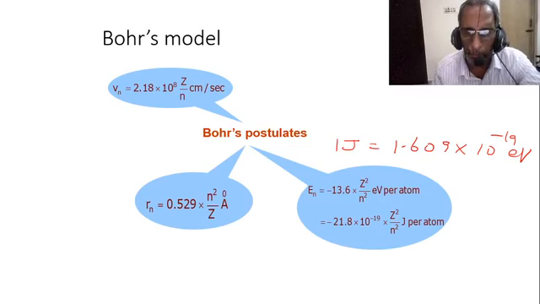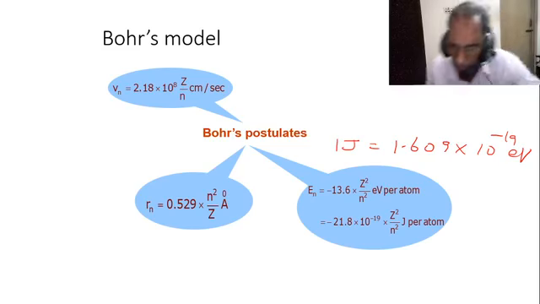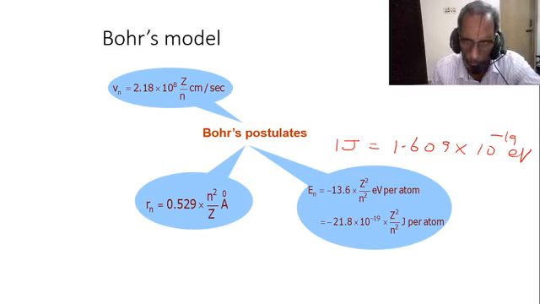The relation between them is written with the pen. 1 electron volt is equal to 1.609 into 10 power minus 19 joule, where 1.609 into 10 power minus 19 is the charge on the electron.